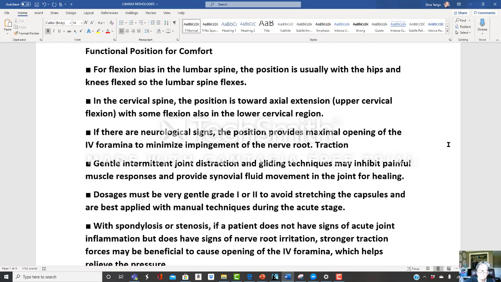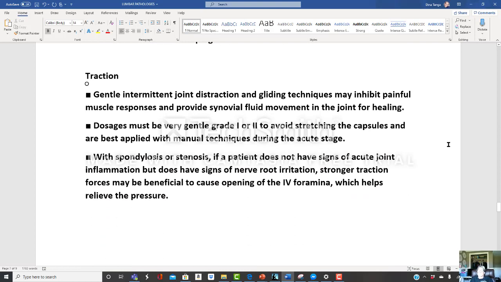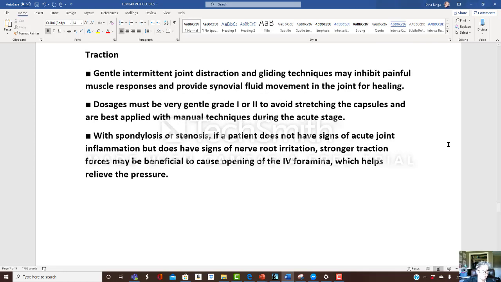Traction, gentle intermittent joint distraction and gliding techniques may inhibit painful muscle responses and provide synovial fluid movement in the joint. For healing, dosages must be very gentle, grade I or II, to avoid stretching the capsules, and are best applied with manual techniques during the acute stage with spondylosis or stenosis. If a patient does not have signs of acute joint inflammation but does have signs of nerve root irritation, stronger traction forces may be beneficial to cause opening of the IV foramina. It helps relieve the pressure.